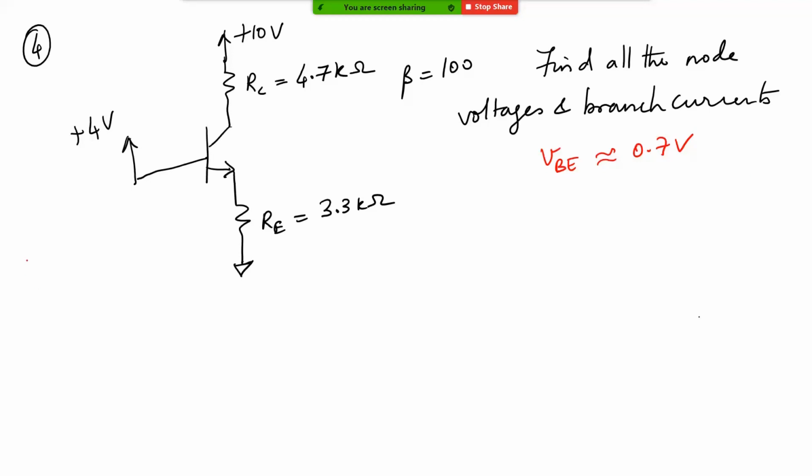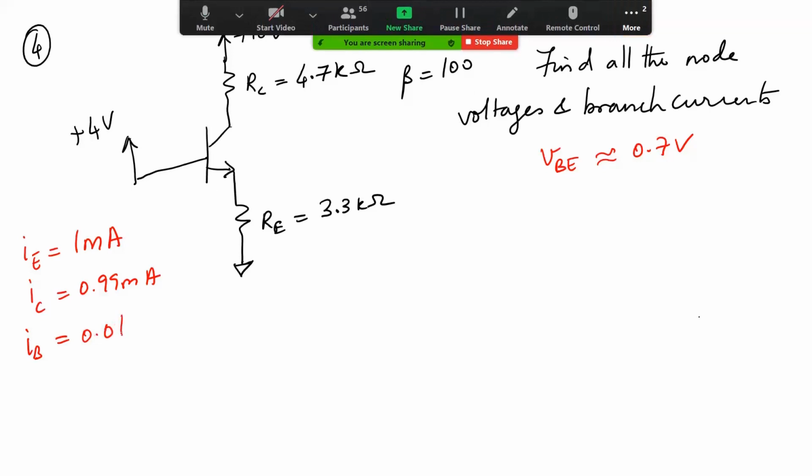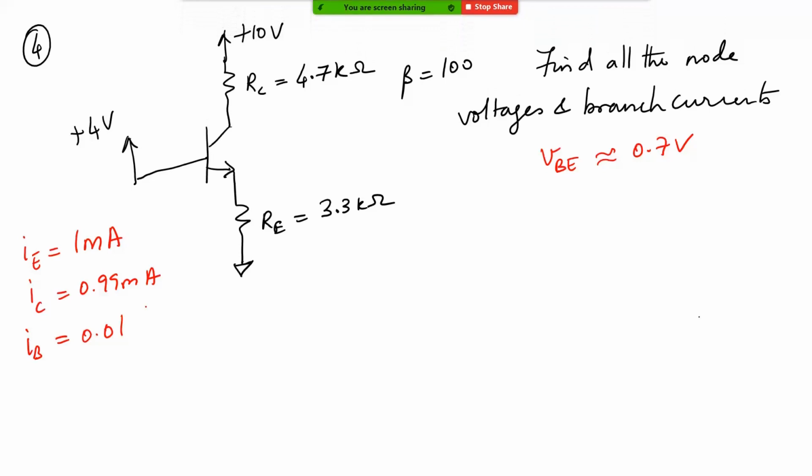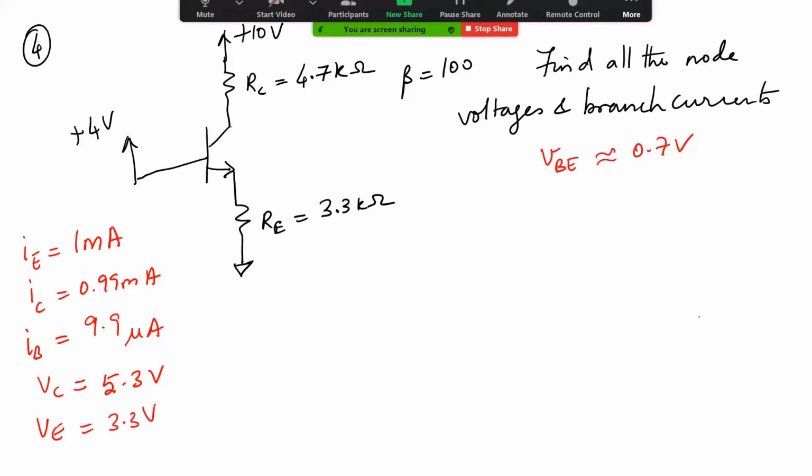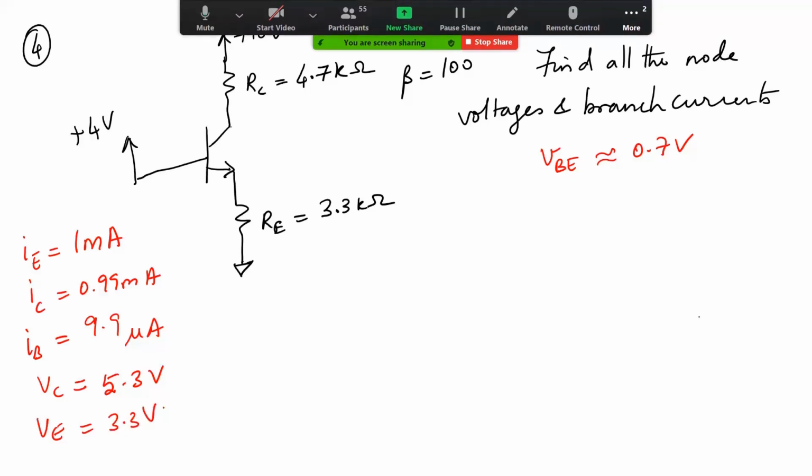Let me write the answers here. So we found that IE is 1 milliamp, IC is 0.99 milliamp. So what is IB? 9.9 microamps. Correct. So VC, someone mentioned it is 5.3 volt, which is right, and VE, 3.3, correct. Okay.